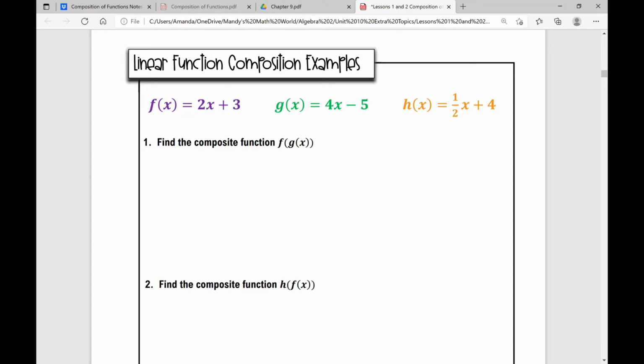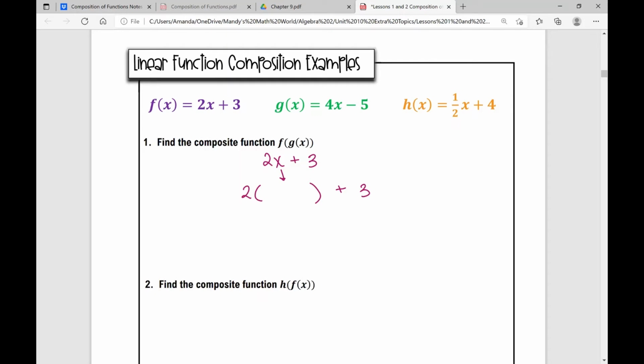So when I first look at this, I notice f of x is the outside function, g of x is the inside function. So what I'm going to do is follow the process that I just showed you. And I'm going to write the outside function first, 2x plus 3. And then the second step, I'm going to replace x with a set of parentheses. Anywhere you see x, replace it with a set of parentheses.